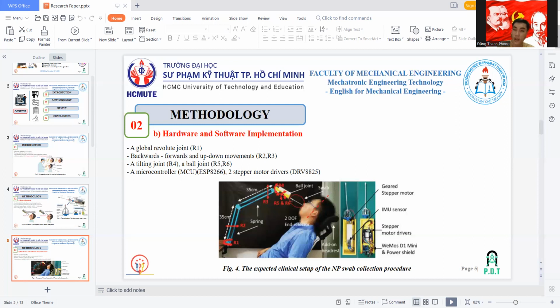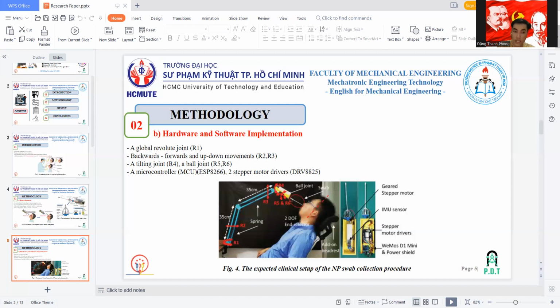The setup of the 6 DOF passive arm and the 2 DOF active end effector is shown in figure 4. Additionally, a microcontroller MCU, which is powered by a power cell, and two stepper motor drivers were utilized in the design. The electronic setup is shown in figure 4.